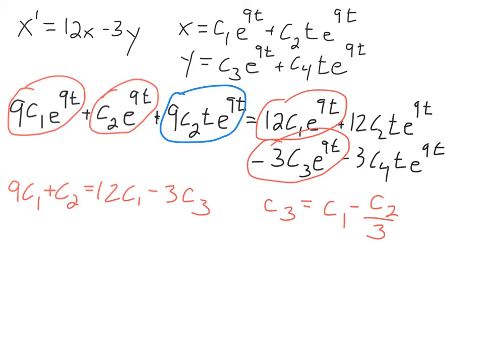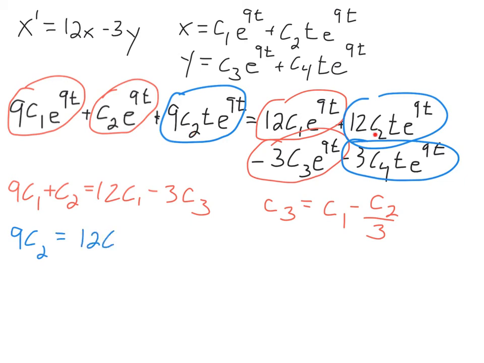And then to figure out how c4 depends on c1 and c2, we could group our terms that all had the t in front of the exponential piece. So that would give me a 9 c2 over here, and then on the right side, we had 12 c2 minus 3 c4. And solving that for c4, we could see here that c4 is actually equal to c2. So they're the same value.